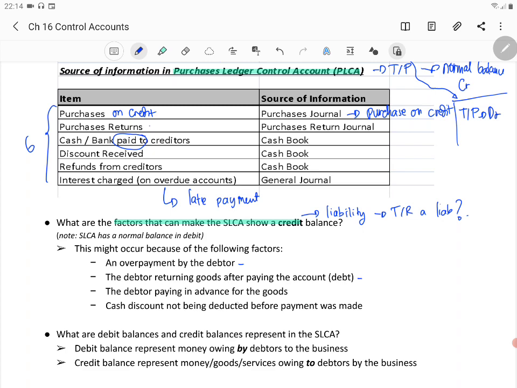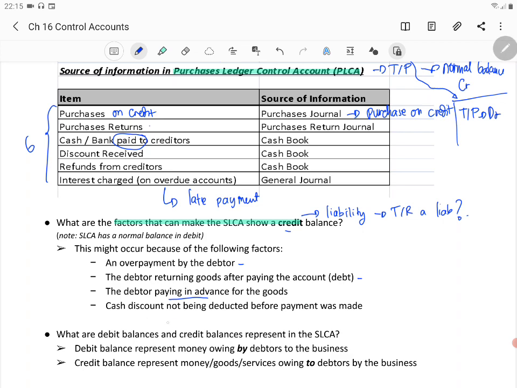The debtors paying in advance for the goods. So they paid you in advance before you gave them the goods. It is called paid in advance, not overpayment. Paying in advance also makes the SLCA have a credit balance, because the company will then have a liability in the form of goods, not in the form of money. Yeah, it is still called a liability.